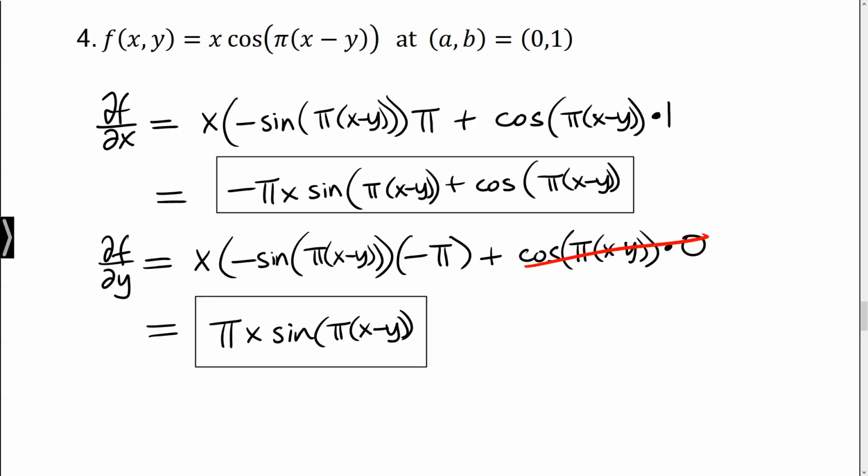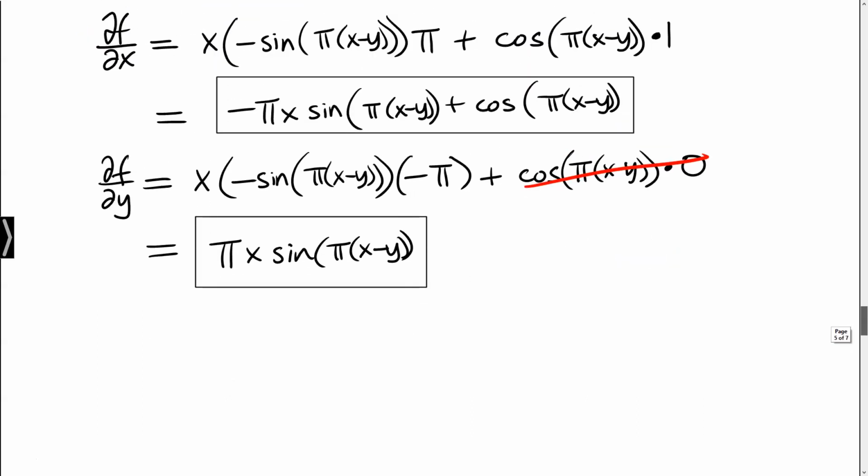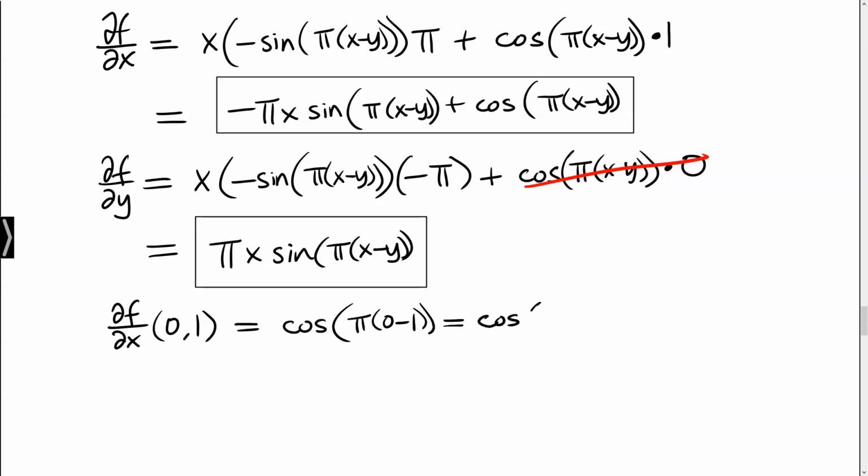Now we need to evaluate these at 0, 1. Okay, so let's see here. Partial with respect to x at 0, 1. I'm going to plug in 0 for x. That's going to eliminate the first term entirely. Great. And then I plug in 0 for x and 1 for y, so I'm going to get cosine of pi times 0 minus 1. So I get cosine of minus pi, which is negative 1. And the partial with respect to y at 0, 1: there's only one term, and it also has a factor of x, so it's just 0. So partial with respect to x should be negative 1, partial with respect to y should be 0.